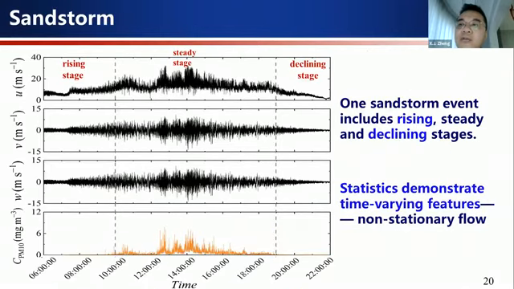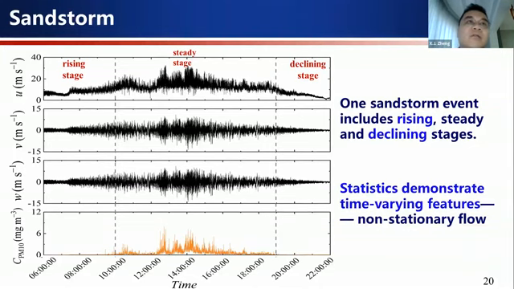Next, I will introduce the non-stationary characteristics of sandstorm flows and the method we used. This is a complete time series of wind velocity and dust concentration during a sandstorm. It can be seen that one entire sandstorm process includes the rising, steady, and declining stages. In the rising and the declining stages, statistics have obvious time varying factors, indicating the flow is a non-stationary flow.